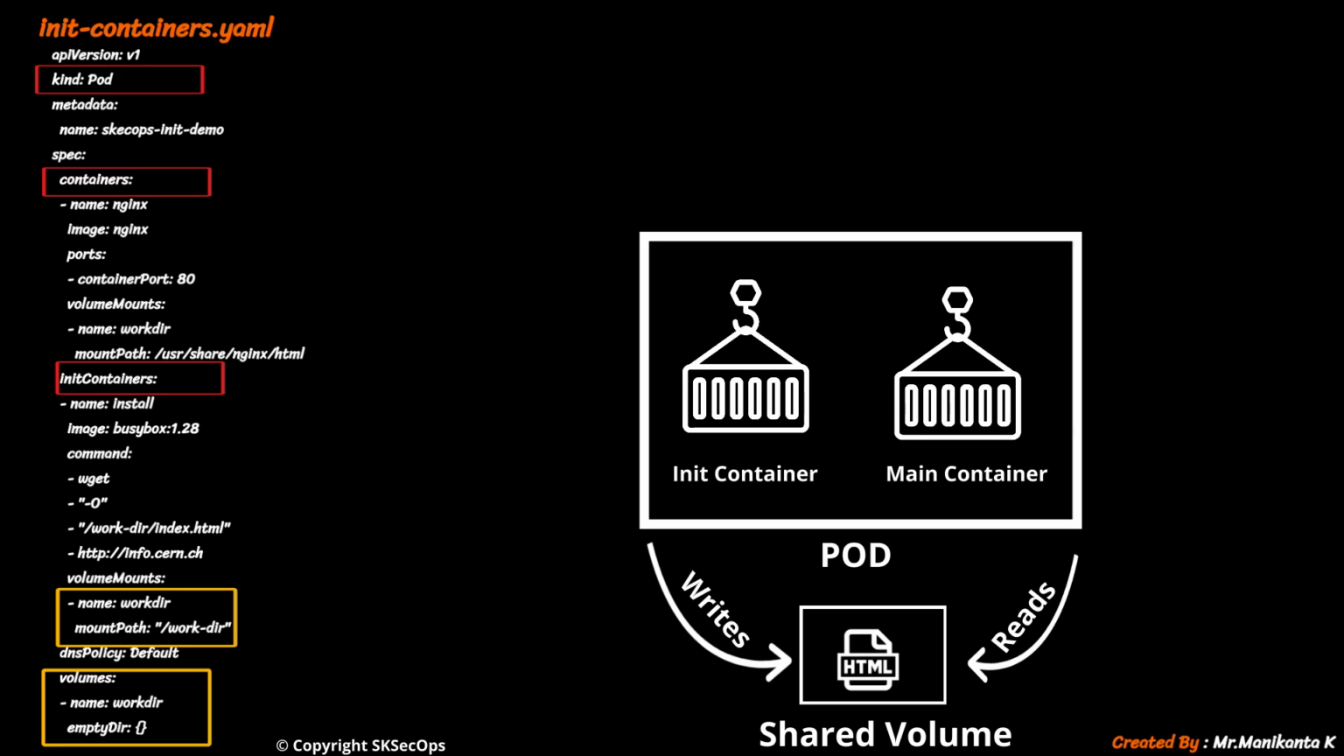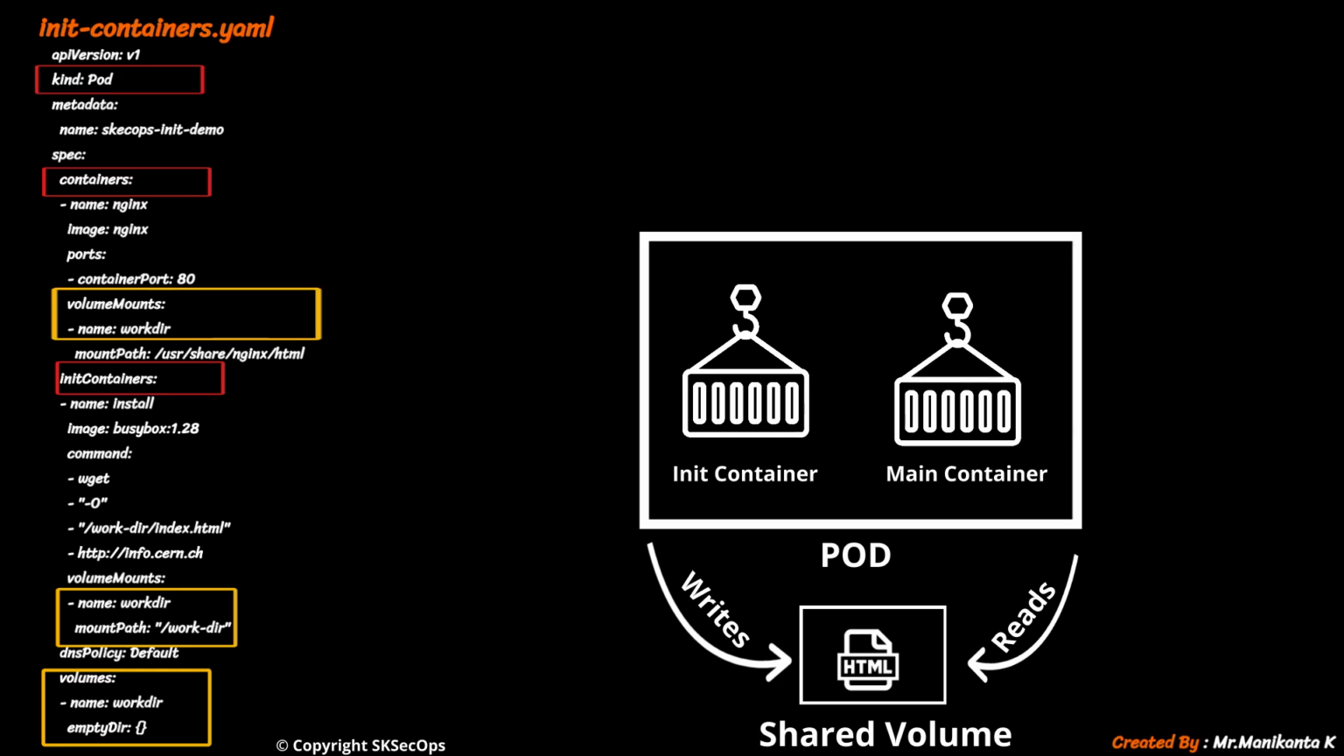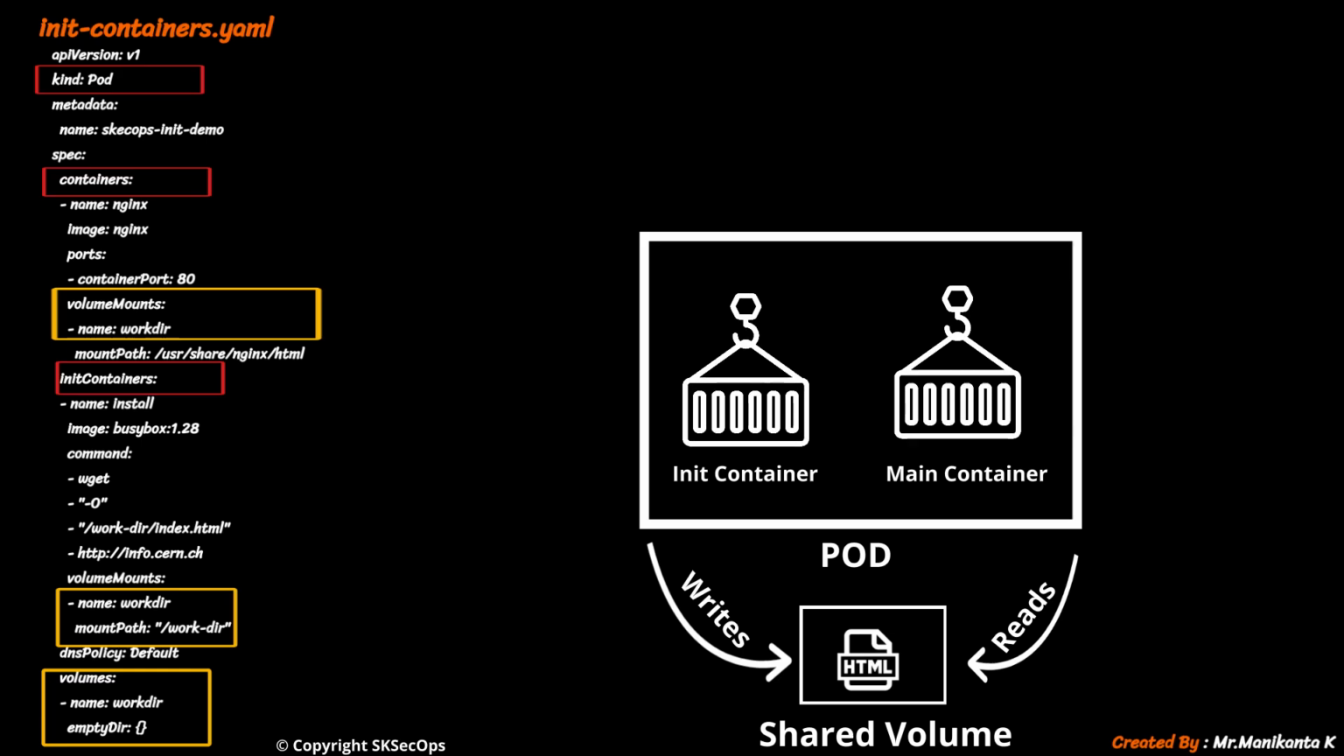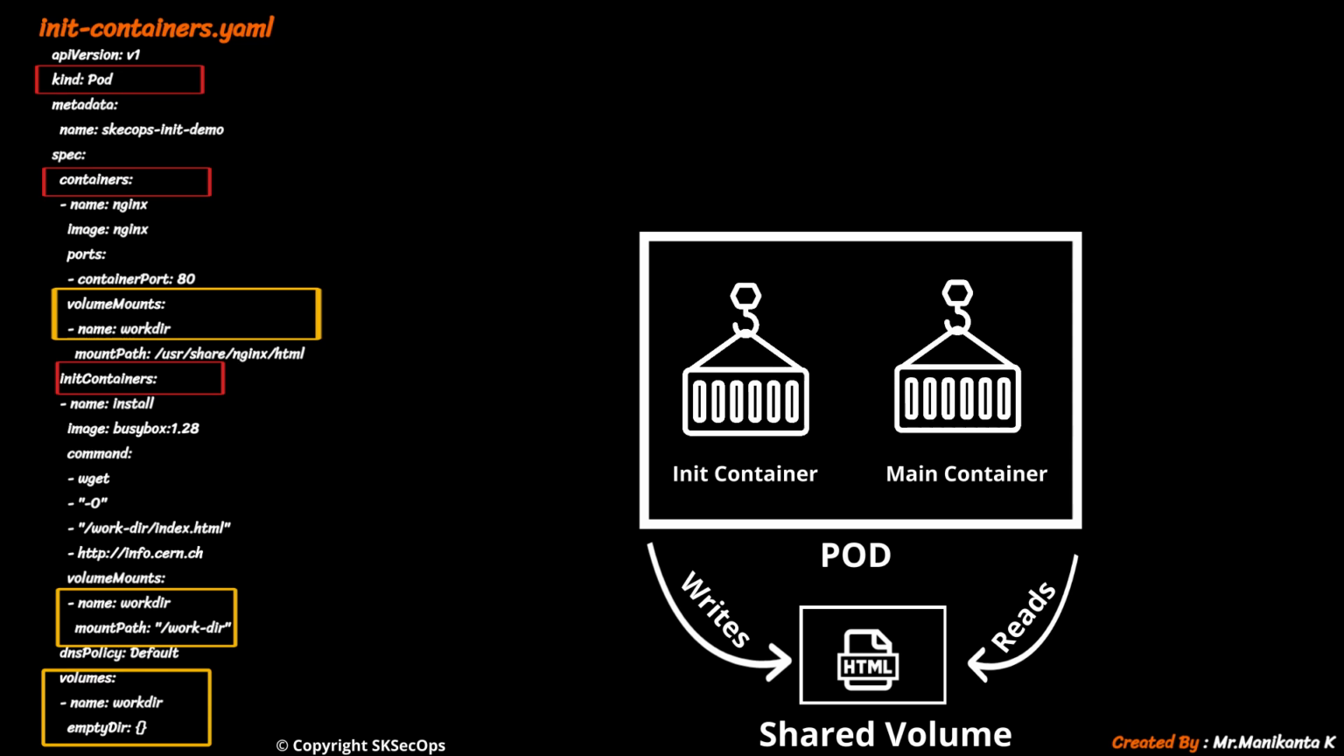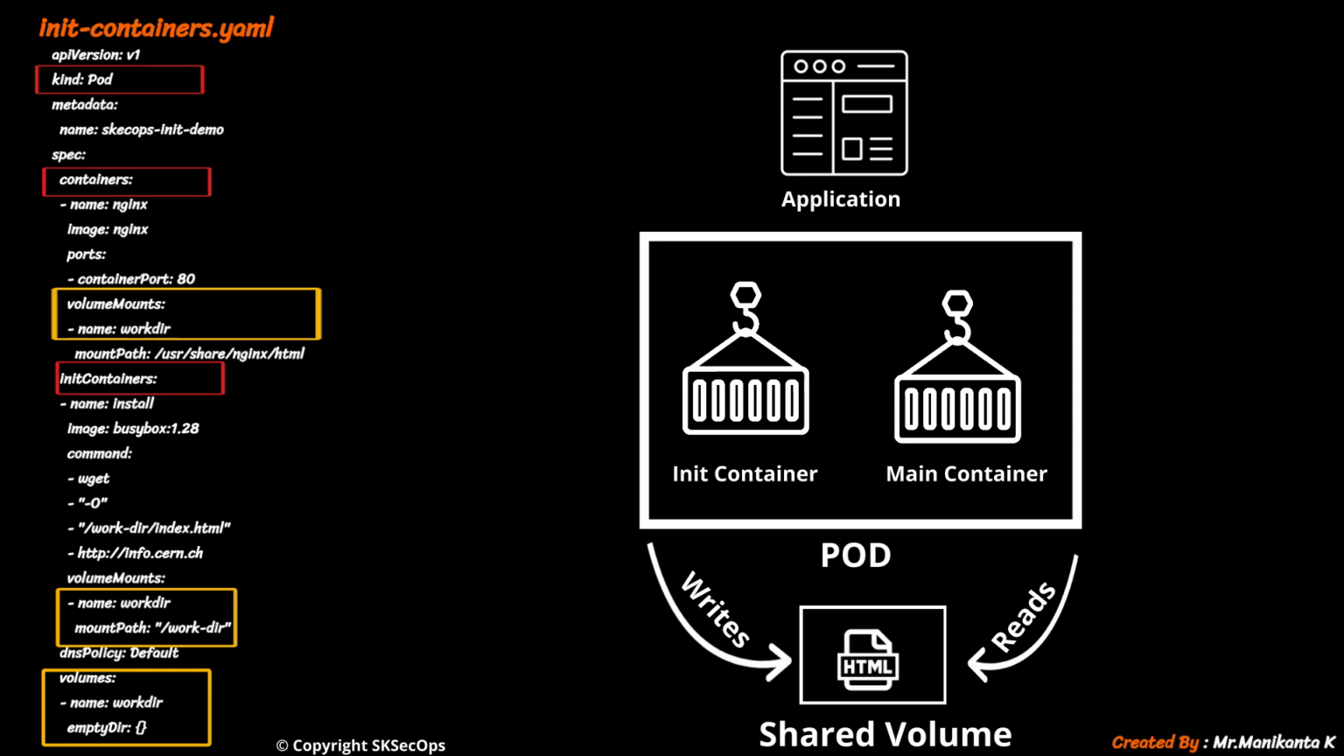Now the main container starts. It uses the Nginx image, which is a web server. It mounts the same shared volume workdir at /usr/share/nginx/html, which is nginx's default folder for serving web pages.